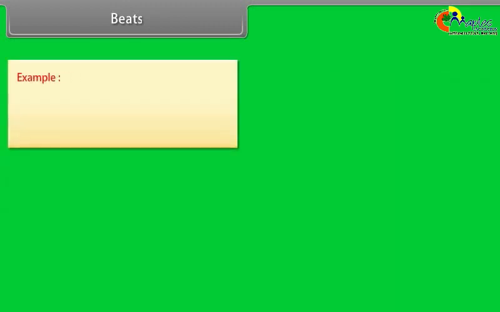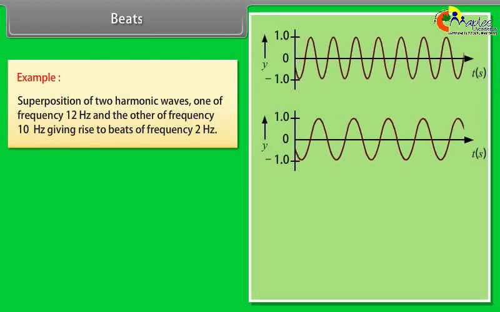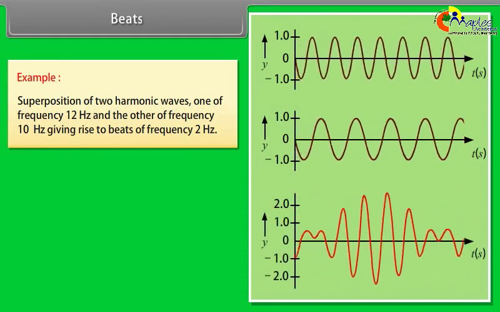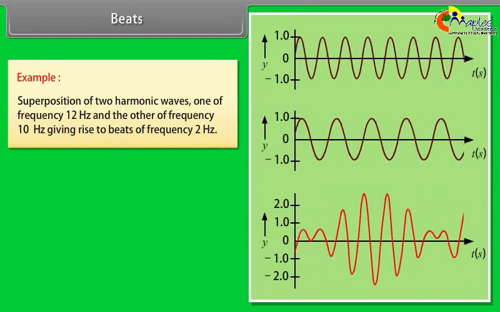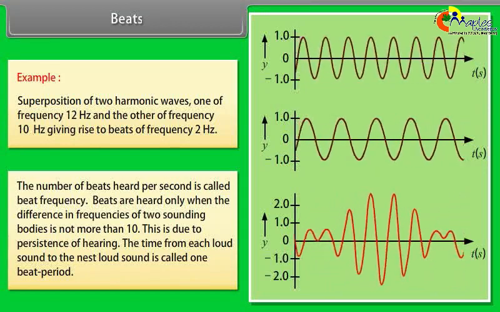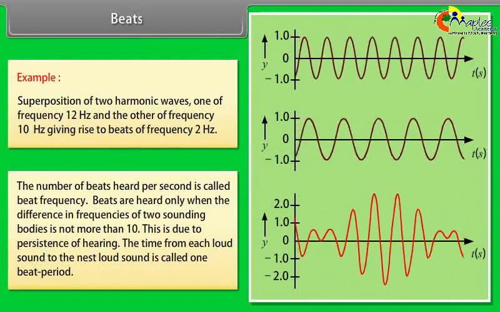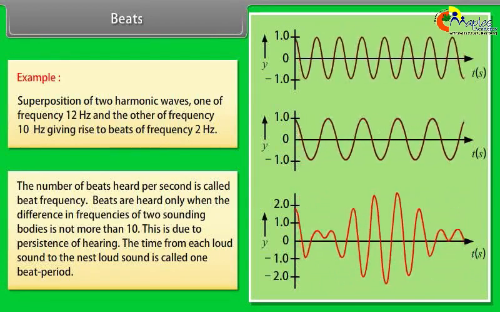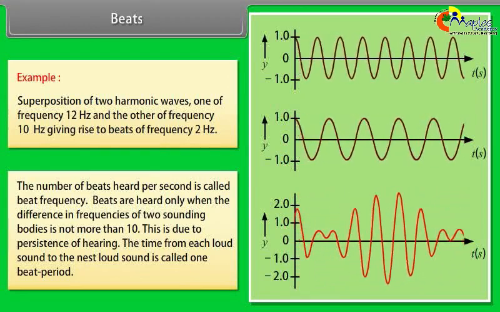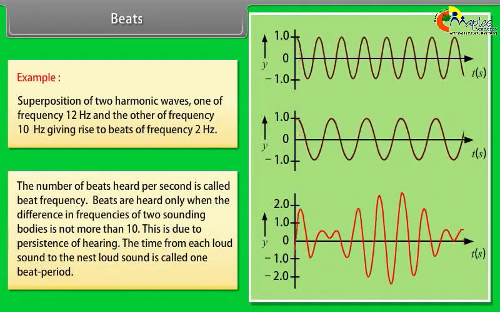Let's see an example. There are two harmonic waves, one of frequency 12 Hz and the other of frequency 10 Hz. When they superimpose on each other, they give rise to beats of frequency 2 Hz. The number of beats heard per second is called beat frequency. Beats are heard only when the difference in frequencies of two sounding bodies is not more than 10. This is due to persistence of hearing. The time from each loud sound to the next loud sound is called one beat period.